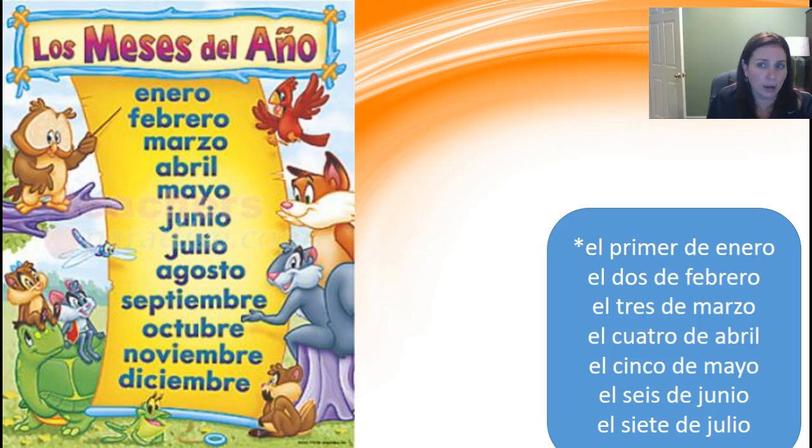What do I mean by cognate? Cognate means it looks and sounds about the same in English. You will notice all the other ones pretty much sound and look like English. January, you're just going to have to memorize. So here we go. Enero, enero, febrero, febrero, marzo, marzo.